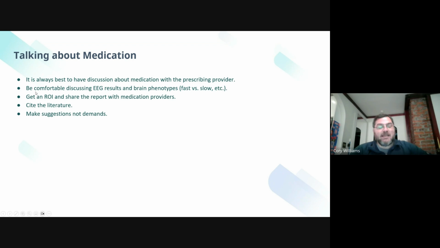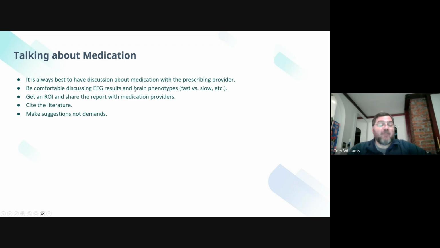If you're an EEG or a neurofeedback specialist, you should be comfortable discussing EEG results and brain phenotypes. That's within your scope, right? If you have a BCN or if you have a QEEG, T or D, this is within your scope of practice, and you should feel really comfortable talking about what a person's EEG looks like.